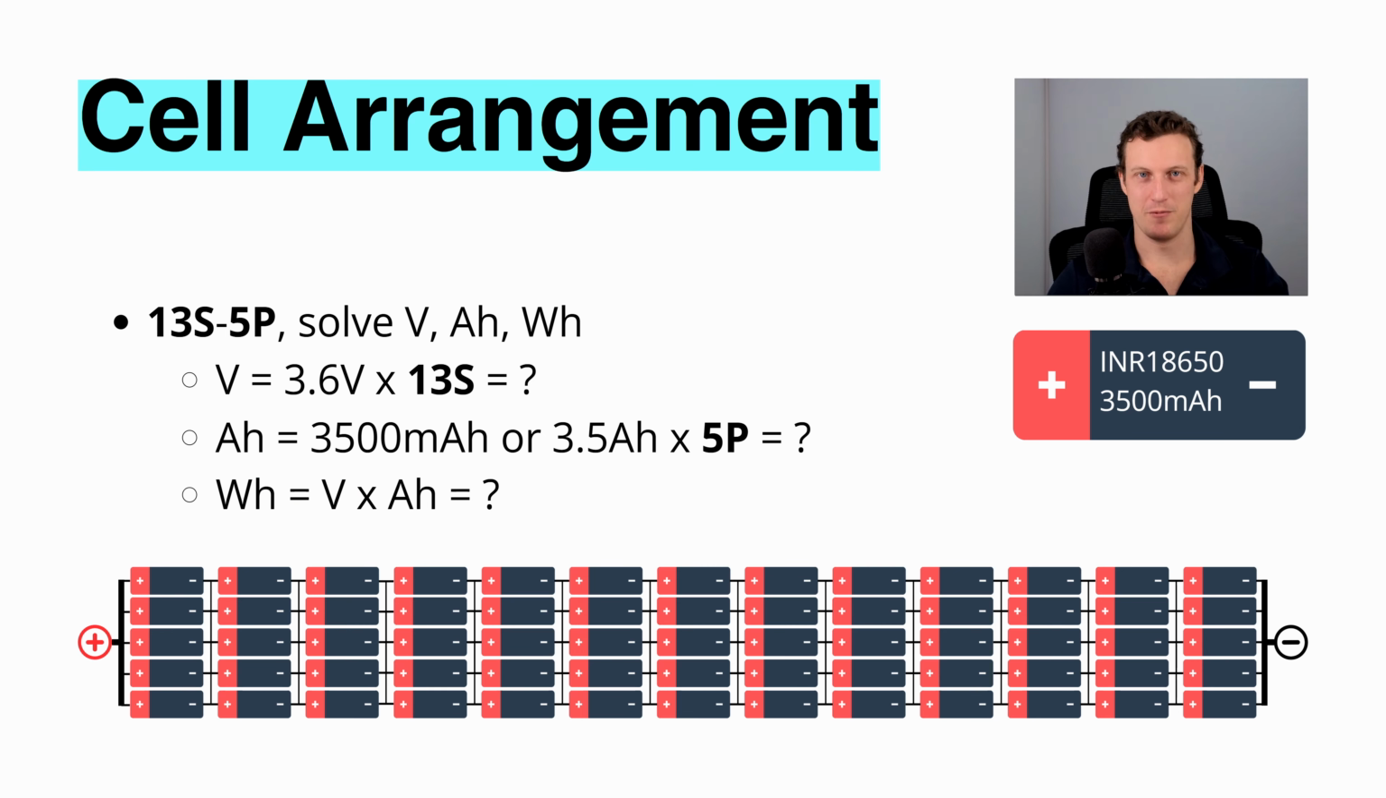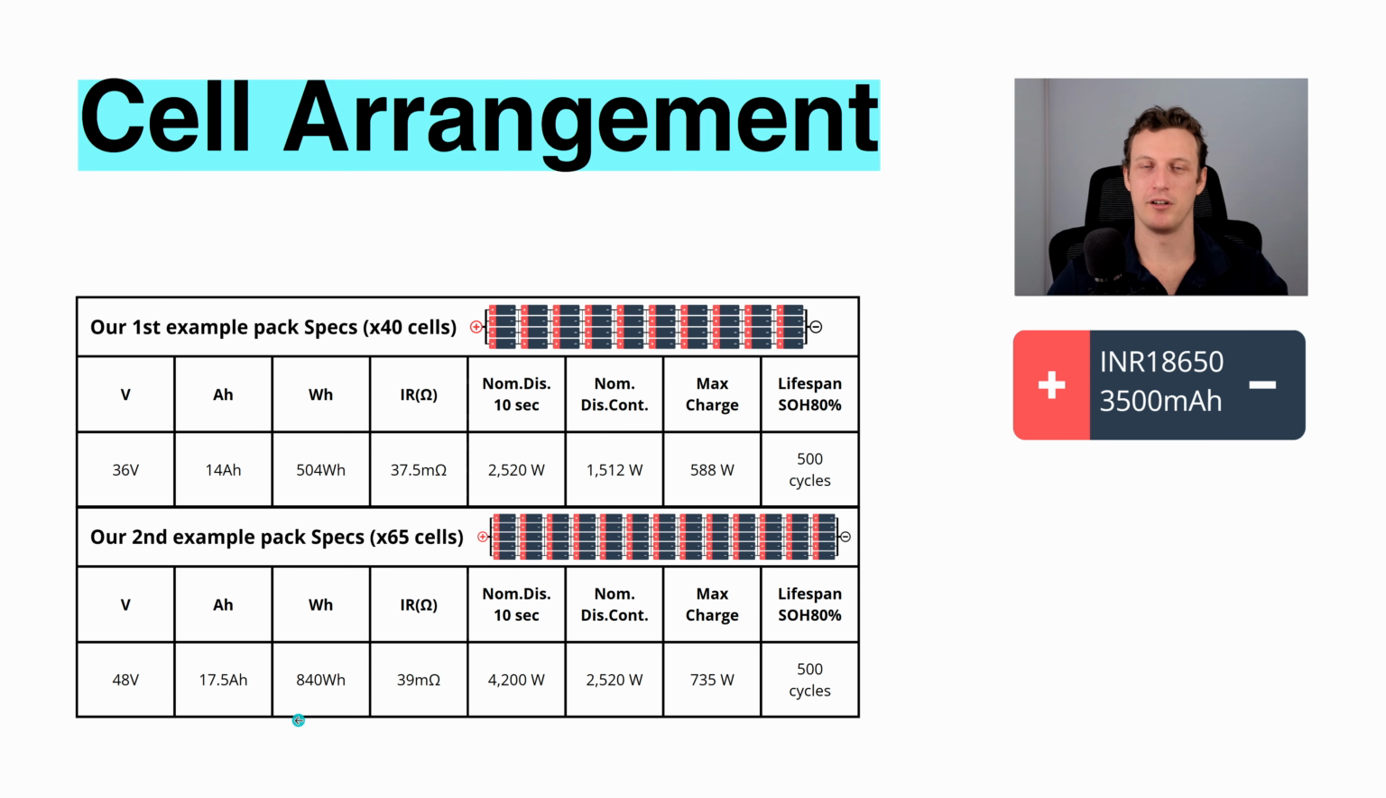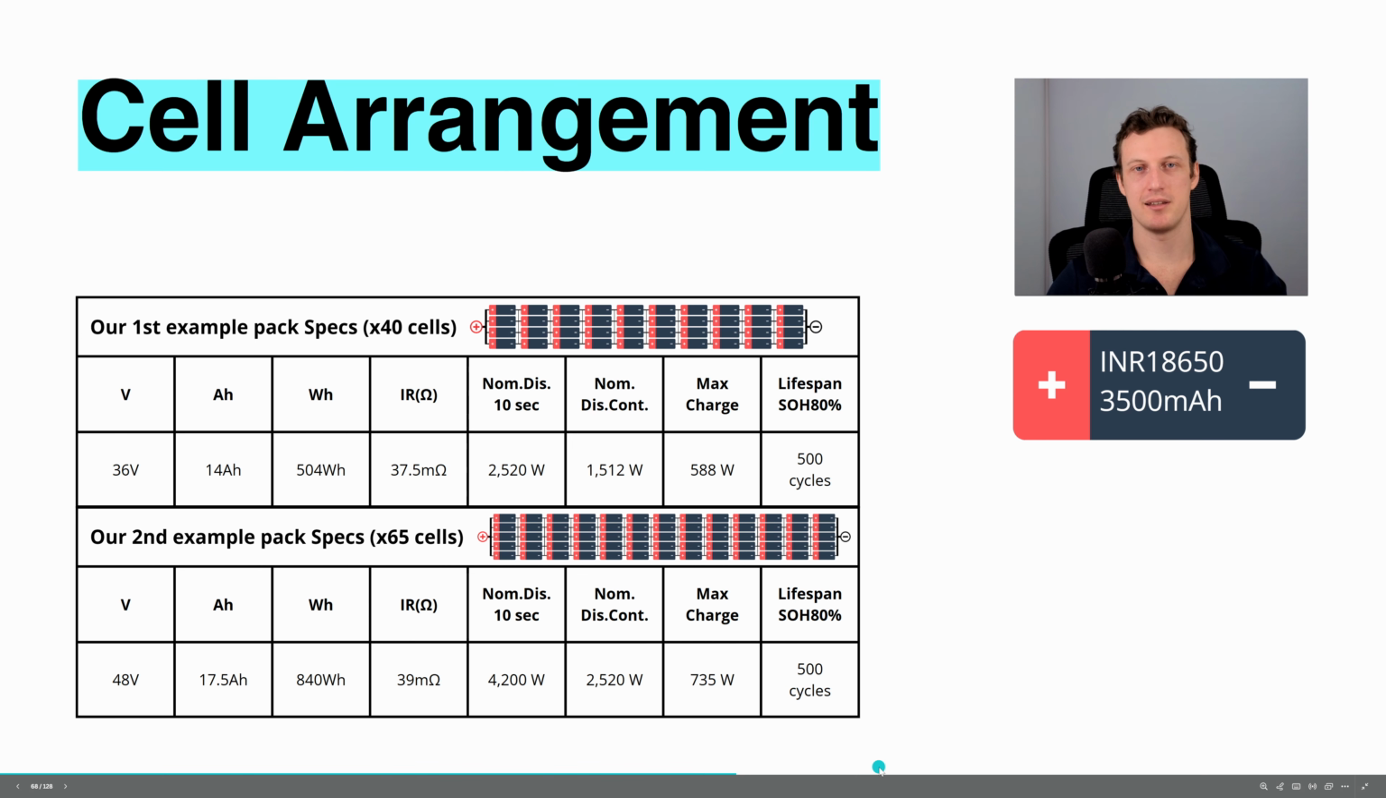Now, if you haven't been working along already, I want you to see if you can solve those. So pause the video here and then we'll skip to the answers. So our pack is a 48 volt pack. It is 17.5 amp hours, therefore 840 watt hours. And if you're curious, I did all of the math off screen just to give you a full fleshed out example of what the two packs are like side by side.